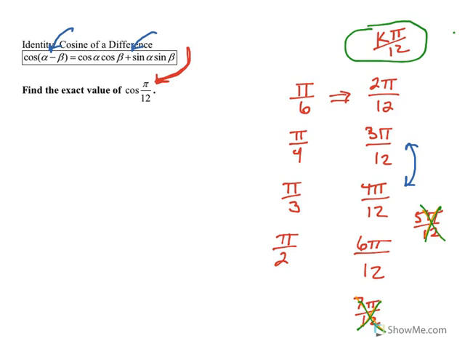Another combination could also work. For example, if you looked at 3 pi over 12 minus 2 pi over 12, that again is going to be 1 pi over 12. So you can pick different combinations as long as it is a correct combination. So let's go ahead and maybe use the 3 pi over 12. So we'll say this is going to be the same as cosine. And let's use the two smaller ones. 3 pi over 12 minus the 2 pi over 12.